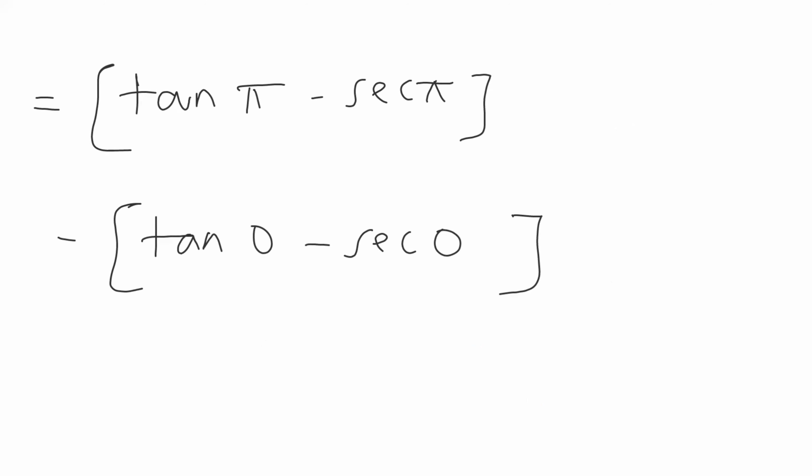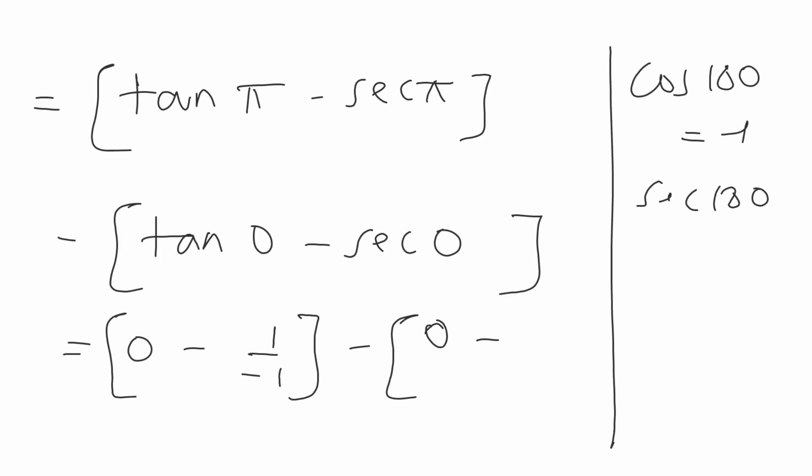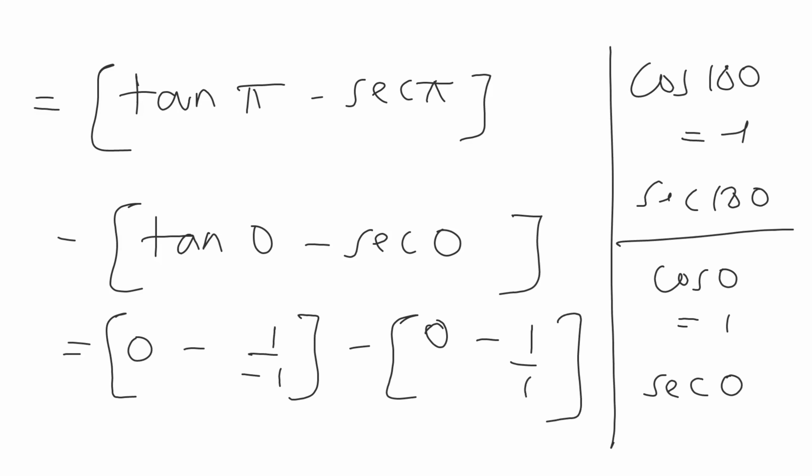Pi is 180 degrees. So tan 180 is 0. Sec pi: cos 180 is minus 1, so sec 180 is the reciprocal of minus 1, that is 1 upon minus 1. Tan 0 is 0. Cos 0 is 1, so sec 0 is the reciprocal of cos 0, that is 1 upon 1. Fine. So solve this and tell me what is the answer.